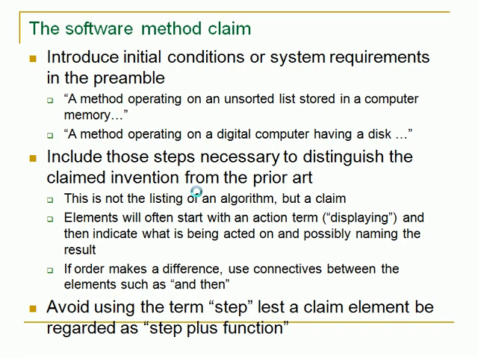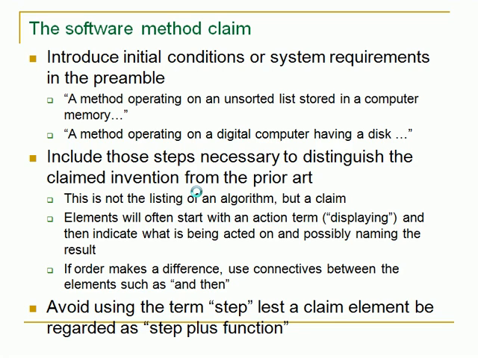Let's see what else. A method operating on an unsorted list stored in a computer memory. So what could this be? A sorting algorithm, right? How do I patent a sorting algorithm? Just say it's an indefinite article, a method that does data processing of some kind. And then you can later use the definite article and say said method does this, that, and the other thing.